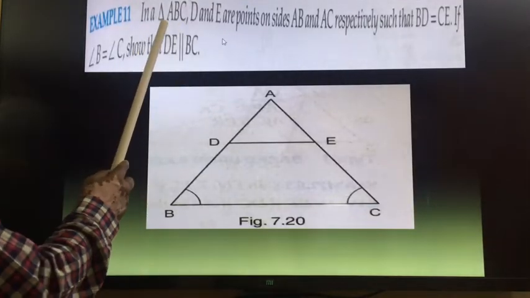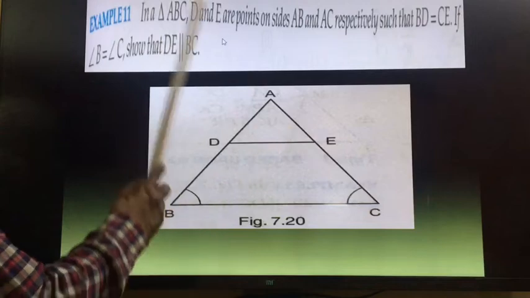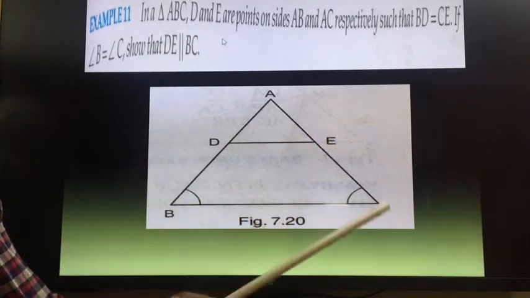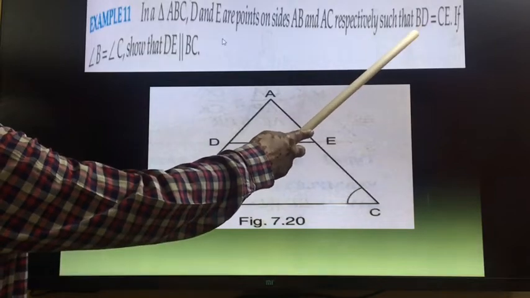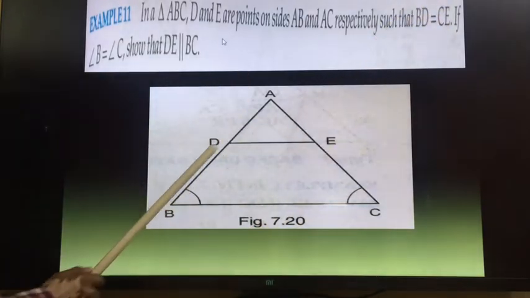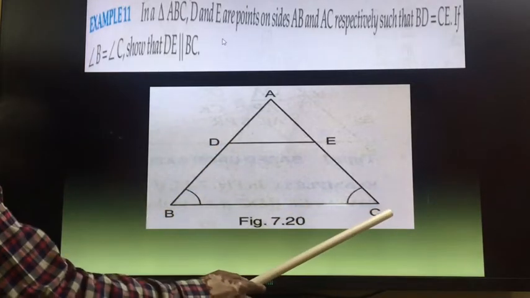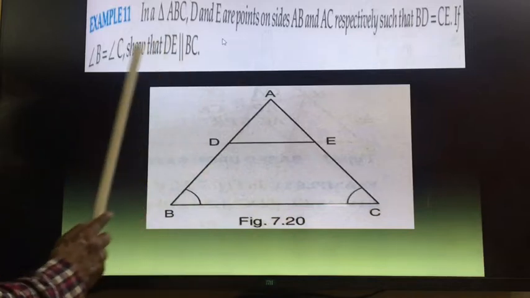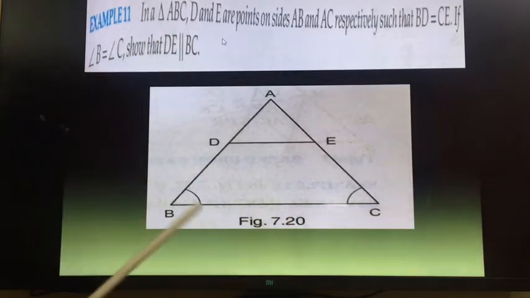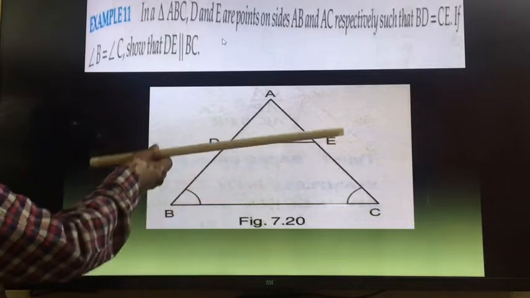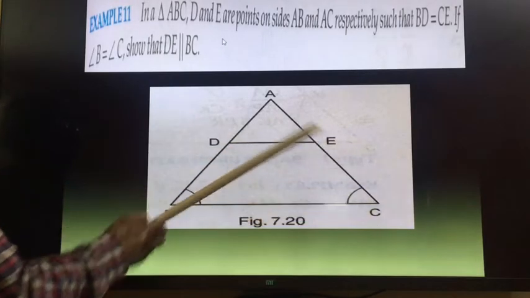Now you see the next question. In triangle ABC, D and E are points on sides AB and AC respectively, and BD is equal to CE. It is given BD is equal to CE. These two parts are equal. And angle B is equal to angle C. We have to prove that DE is parallel to BC.